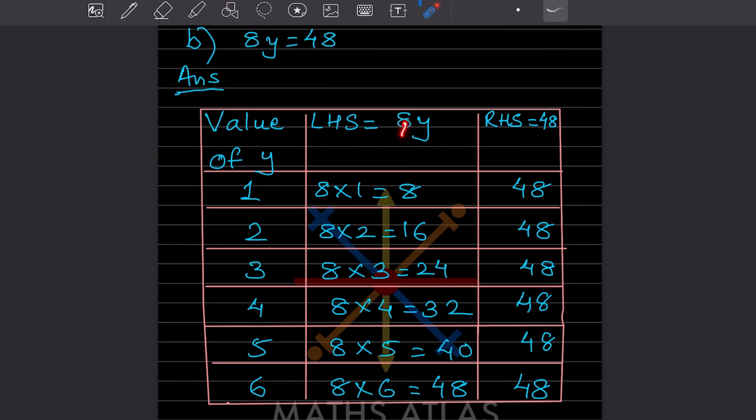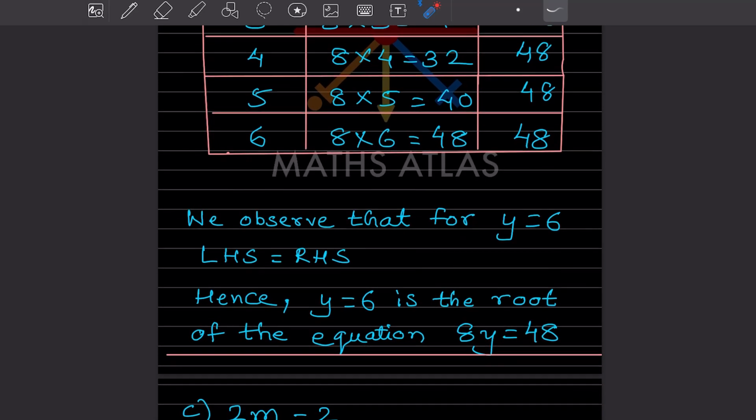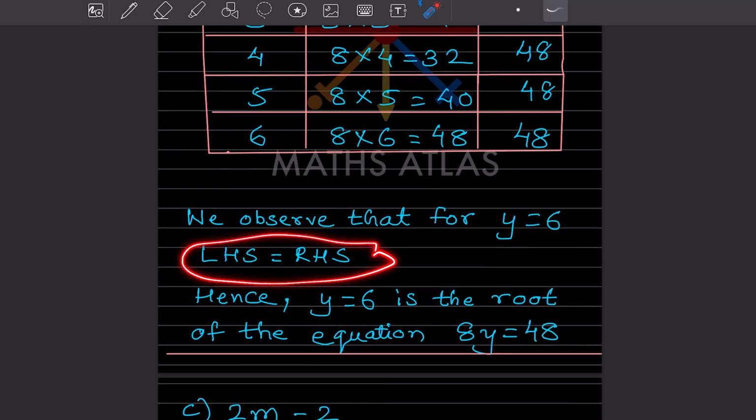Again, when we are putting here 5, so this 8 into this 5, this is 40, RHS is 48. So not possible. Okay. Now look at here when we are putting 6. So in place of this 6, this is 48 and RHS also is 48. Okay. So now can you see at this stage when we are taking y as 6, we get both sides 48. So this satisfies the equation. So we have to write here, we observe that for y is equal to 6, LHS is equal to RHS. Hence, y is equal to 6 is the root of the equation 8y is equal to 48.